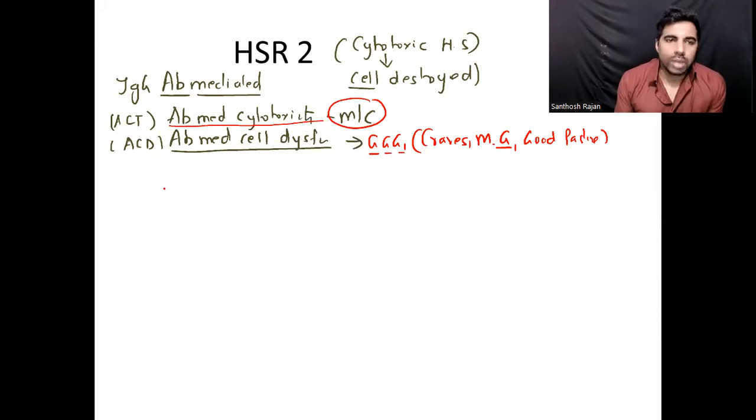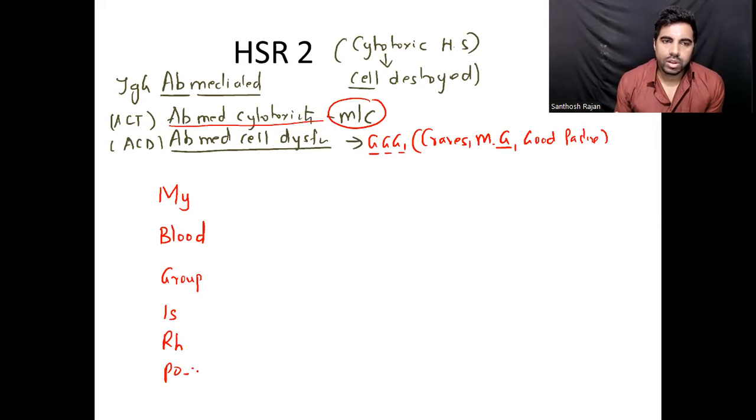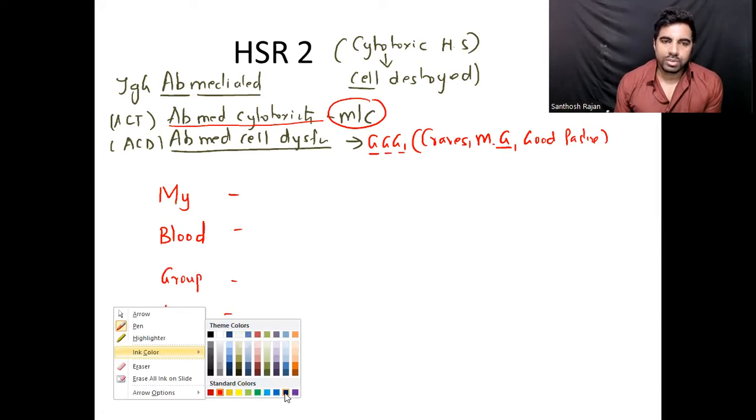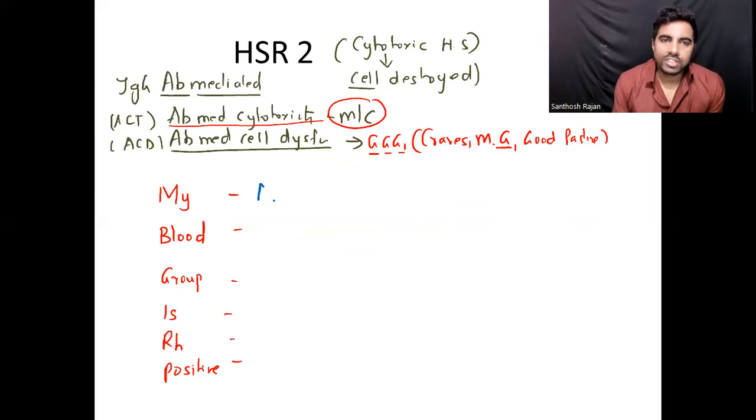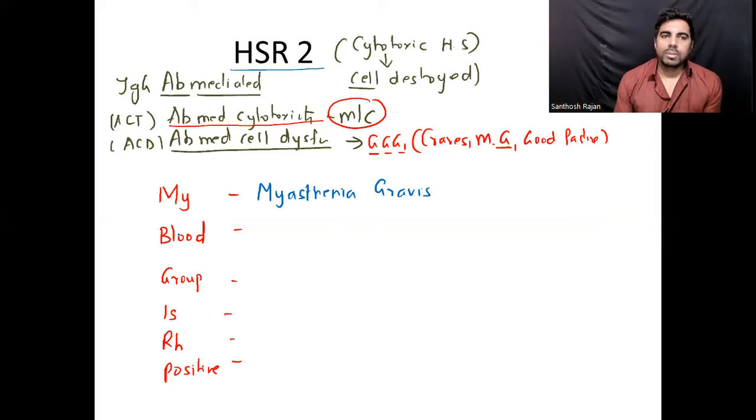The shortcut, just so you know: my blood group is Rh positive. Everybody knows this, I'm sure it's in the figure. I'm just revising it here. My blood group is Rh positive. Okay, this is the clue. Now what are the diseases we're going to put here? Let's start from the first one. M for Myasthenia gravis. For type 2 hypersensitivity reaction, the shortcut you're going to remember is my blood group is Rh positive.